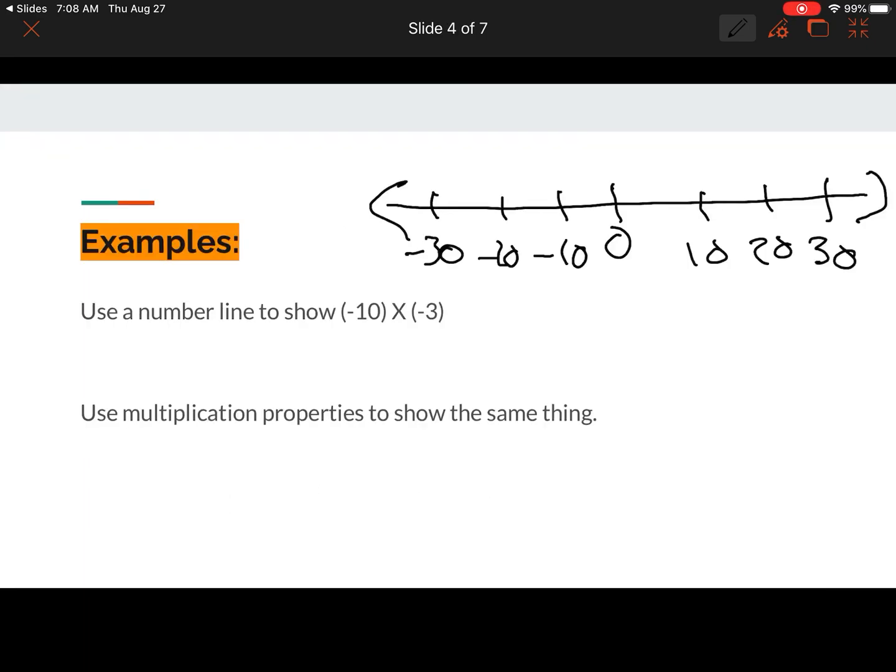So let's go into some examples. We want to use a number line to show negative 10 times negative 3. All right, so what is that? This is saying we have negative 10 groups of negative 3.